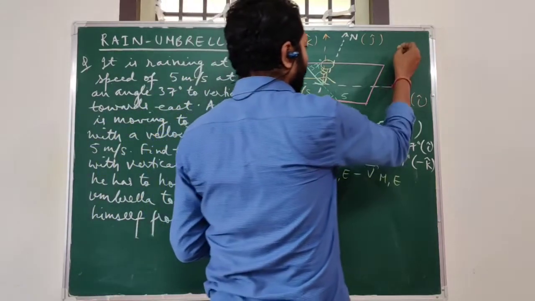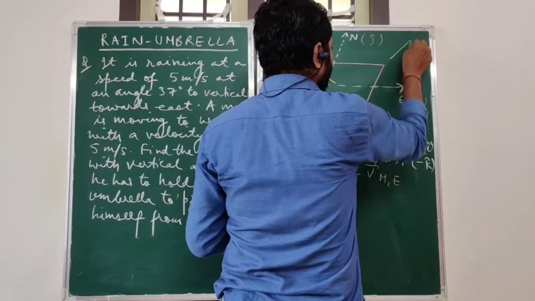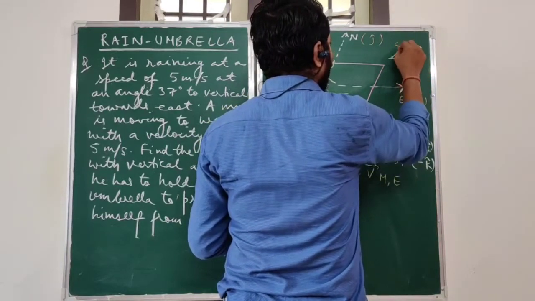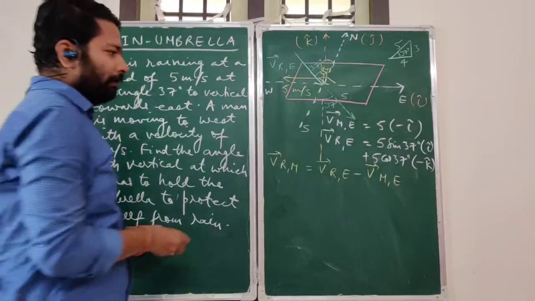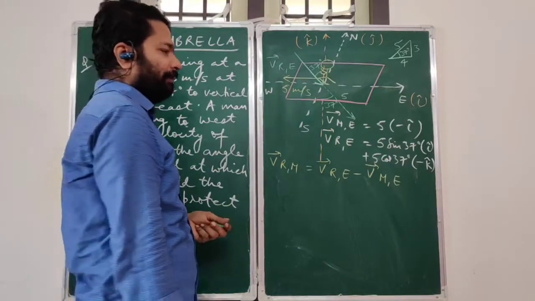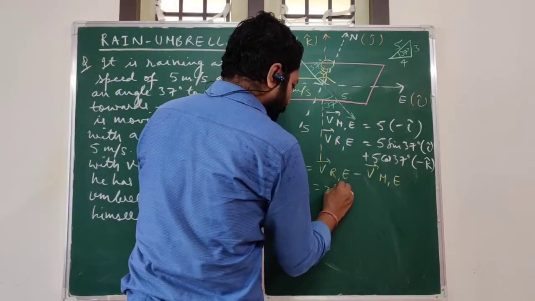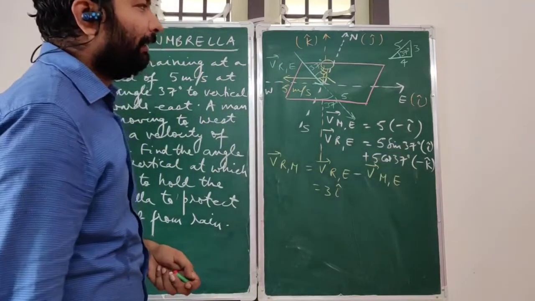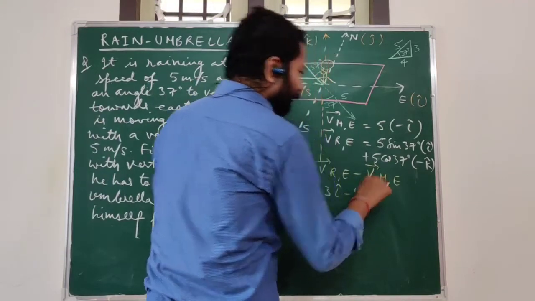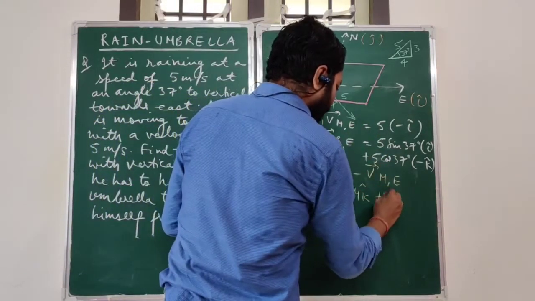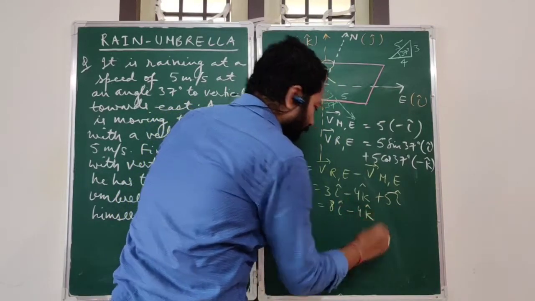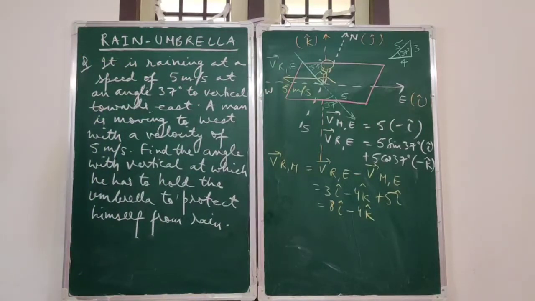Now 37 degrees is given, so we will draw a triangle. 37 degrees, so this is 3, 4 and 5. What is 5 sin 37 degrees? 5 into 3 by 5, which is 3 i cap. What is 5 cos 37 degrees? 5 into 4 by 5, so 4, minus 4 k cap. Again V_ME, so it will be plus 5 i cap. So how much will it become? 8 i cap minus 4 k cap.